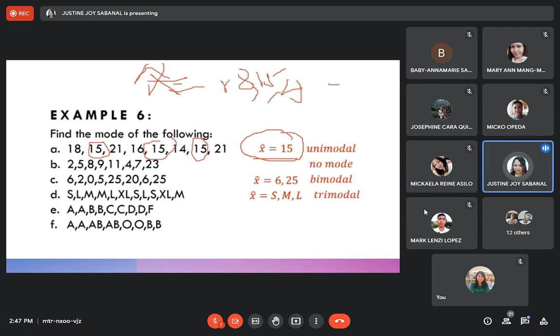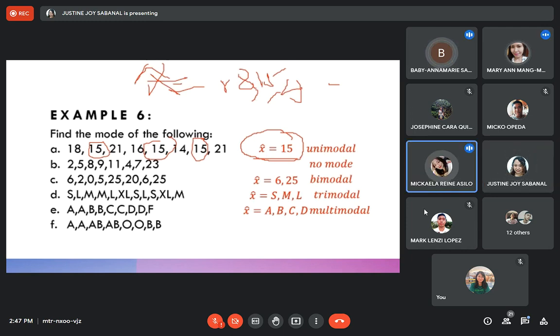Correct po. So, the letter E. A, B, C, D po, ma'am. Okay. So what classification is that? Multimodal po. Okay po. How about letter F? A, B, and O lang po, ma'am. A, B, and O. Isn't A, B included there? Kasama rin po, ma'am. O, B po, ma'am.